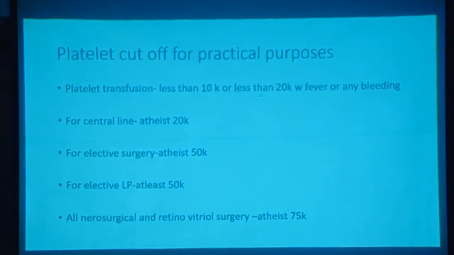For putting a central line, there are some spelling mistakes. I don't know how that wrong word came over there. At least a platelet count of 20,000 should be there. For elective surgeries, the minimum platelet count should be 50,000. Elective surgery, including hip replacement, liver transplantation, kidney transplantation, hernia repair, cesarean, whatever. If you have a platelet count of 50,000, you are absolutely safe. You are not going to get a high bleed. And for elective lumbar puncture also 50,000 is okay. But if you are going for any neurosurgical procedure, that's not vitriol, it's all autocorrect, I'm so sorry I didn't read this. Retinovitreal surgery, it should be at least 75,000 or more.